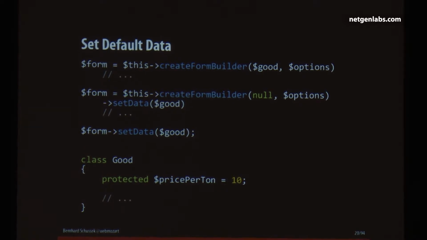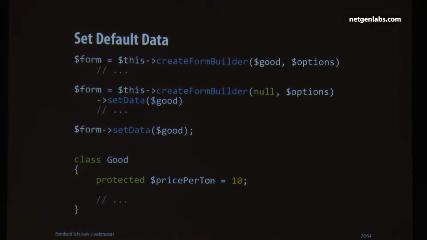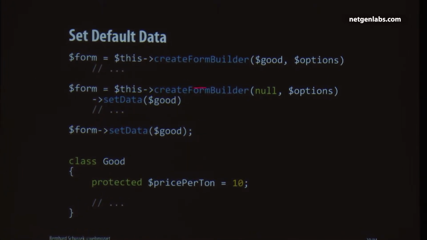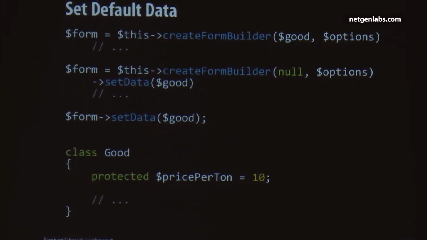If we want to fill a form with the data of an existing object, there are a couple of ways to do that. The first one is to pass the object to the create form builder method. You saw that before we used null, so there was no default data and the options. We can just pass the object that we want to modify, or we can call set data as before. Before we pass an array to set data, now we pass an object since it's an object-based form. Or instead of on the builder, we can call set data on the form that we receive in the end from the builder.